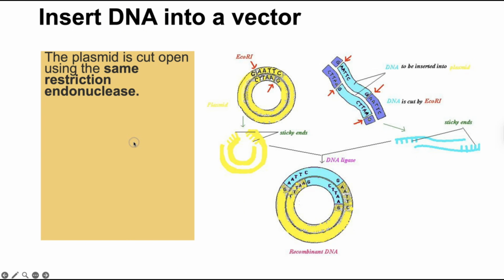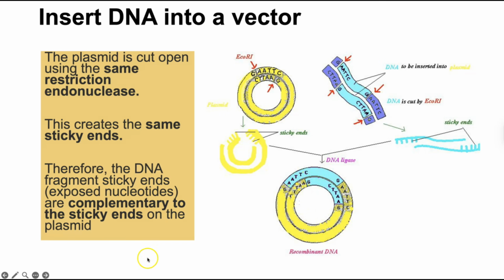And the way that we do that is the plasmid has to be cut open using a restriction endonuclease, but you have to use the same restriction endonuclease as the one that you used to cut out your DNA fragment. The reason for that is that your plasmid and your DNA fragment will have the same sticky ends. That means they'll have complementary sequences overhanging that can align, and therefore they are going to be able to align and join.